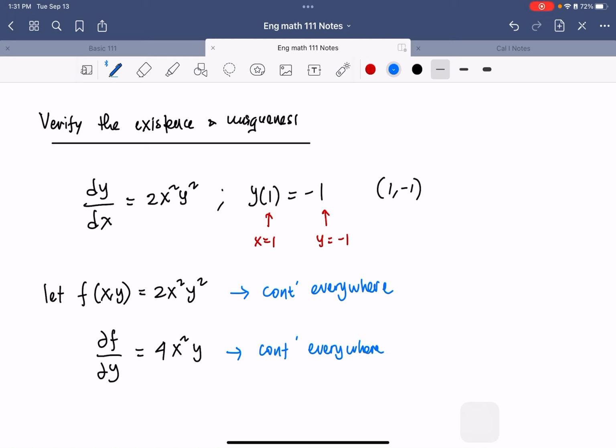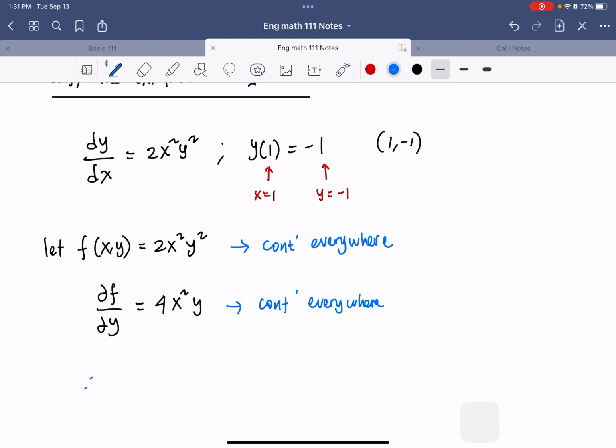So because this is continuous everywhere from the function of the differential equation, and also the partial is also continuous, then we can say that at the point (1, -1) there exists one unique solution.